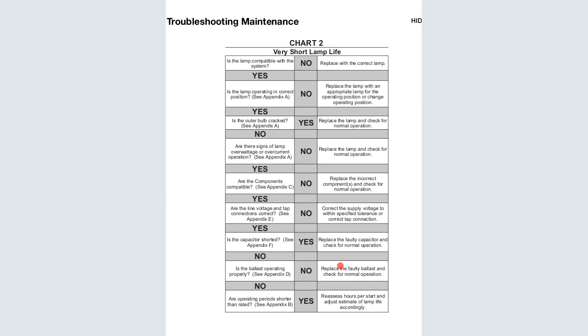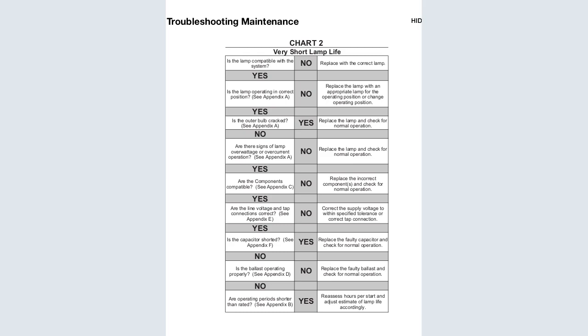And then if the answer is yes, is the lamp operating in the correct position? If the answer is no, then replace the lamp with an appropriate lamp for the operating position, or change the operating position. But if the answer is yes, you proceed and ask, is the outer bulb cracked? If the answer is yes, then replace the lamp and check for normal operation.